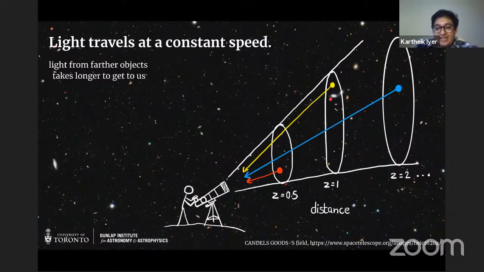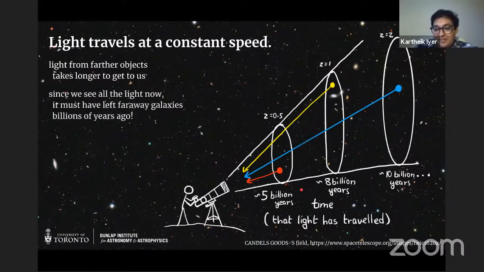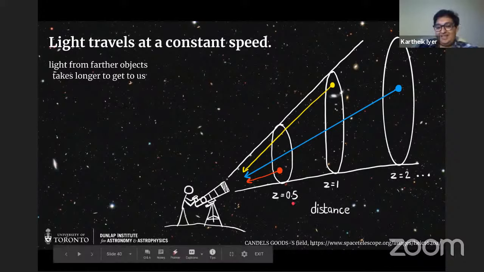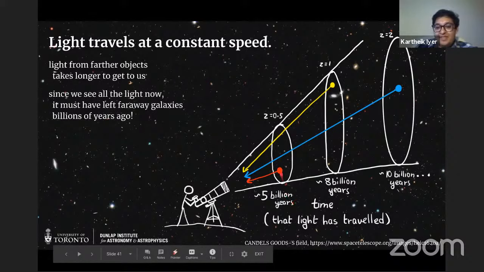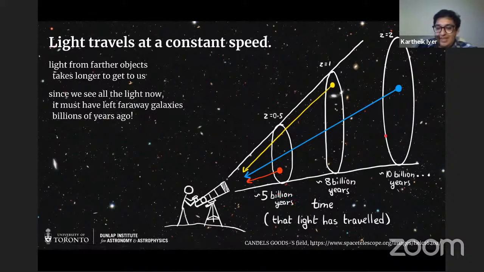So let's actually take these distances and turn them into time. This gives us an idea of how incredibly distant they are, because a redshift of 0.5 doesn't seem like much, right? But then when you see the actual amounts of time, the light from a redshift of half object has to travel for 5 billion years before it reaches us. And if you're having trouble imagining what 5 billion years is, imagine what you would do if you had $5 billion. It's a lot of time.